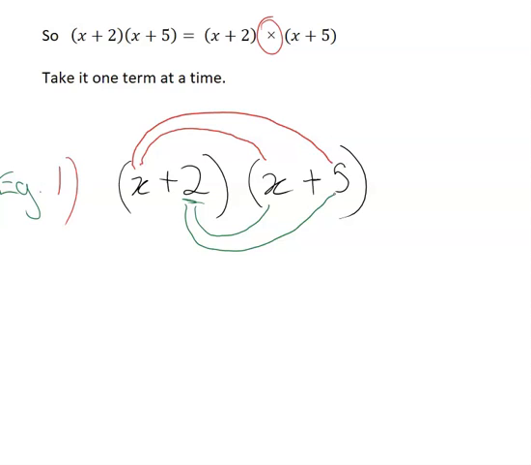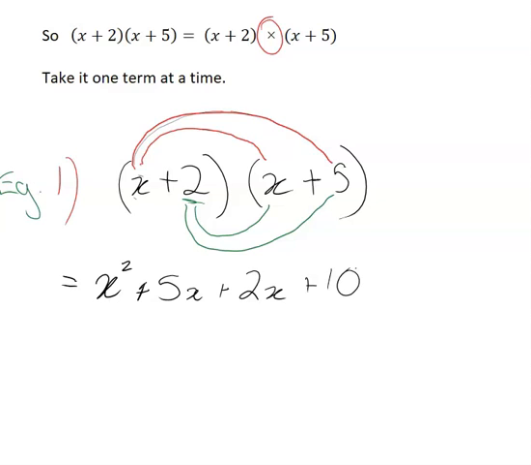So here I go. I'm going to start with that first term and the red arches. That x multiplied by the x is the first arch I'm looking at. That's x squared. X times x, x squared. And then looking at this long arch, x multiplied by 5 is 5x. Then we go to the second term. 2 multiplied by x is 2x. This is all positive, so everything's positive. 2 multiplied by 5 is 10.